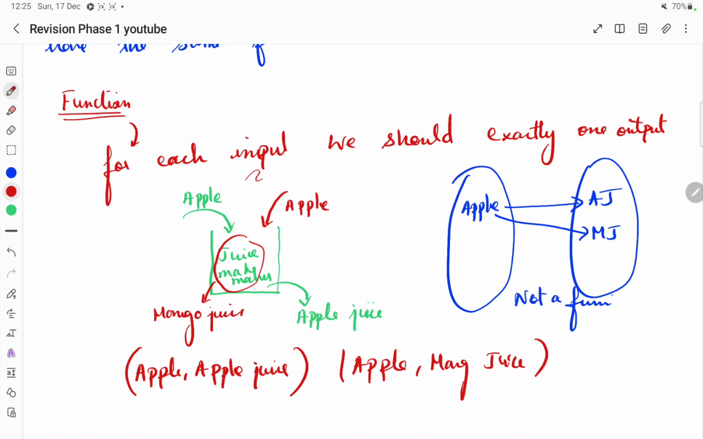Suppose if I put some mango in it and I am not getting any output, then also it is not a valid machine, it is not a function. This is the definition of functions we have. For each input in the domain, suppose we have 1000 elements, all those 1000 elements should have exactly one output in the codomain. If for 999 elements we have exactly one output, but for the 1000th element we are not having any output, it is not a function.